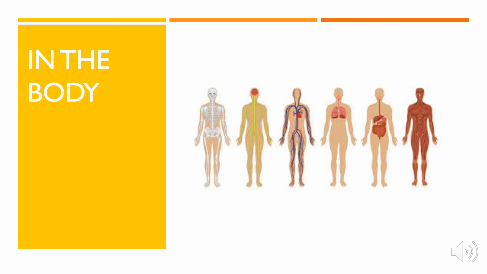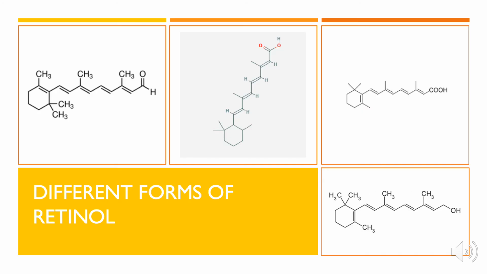When needed, it is deesterified, attaches to retinol-binding protein, and is transported to the appropriate tissue. It is then moved intracellularly via cellular retinoic acid-binding protein. From there, retinol can be converted into retinyl esters, retinal, and retinoic acid. This slide shows some other forms of retinol. Retinoic acid is a biologically active form of vitamin A.